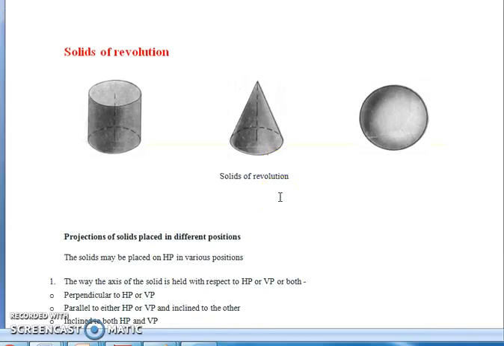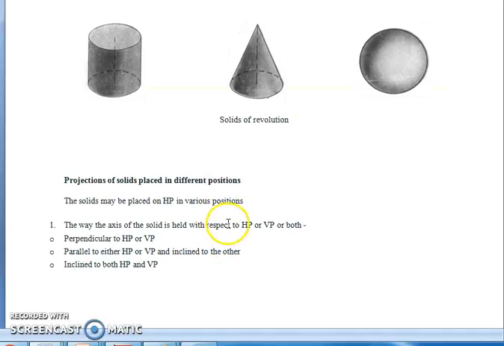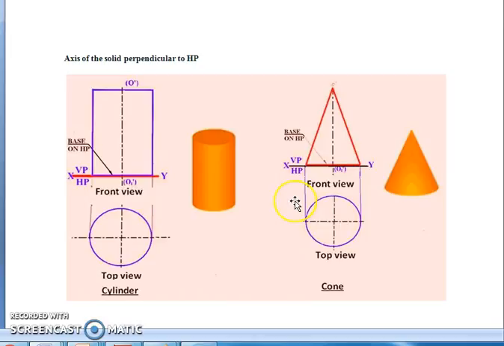Then based on the axis position, these are classified into 3 types. The axis position is either perpendicular to HP or VP, parallel to HP or VP, or inclined to both HP and VP. In the figure here, the axis position is perpendicular to HP. When the axis is perpendicular to HP, in the initial position we can see the true shape of the base in the top view, and in the front view, if it is a prism, we can see a rectangular face. If it is a cone, we can see a triangular face.